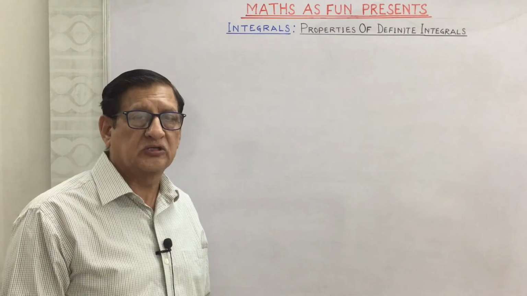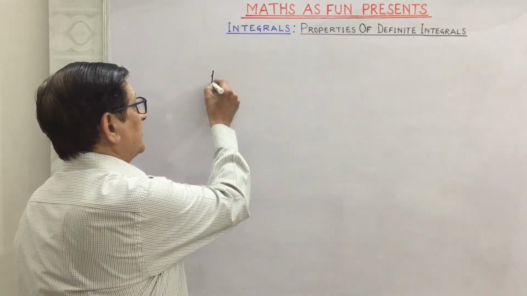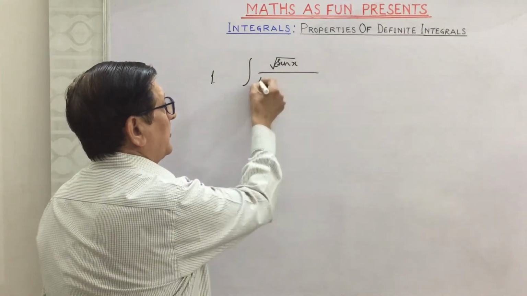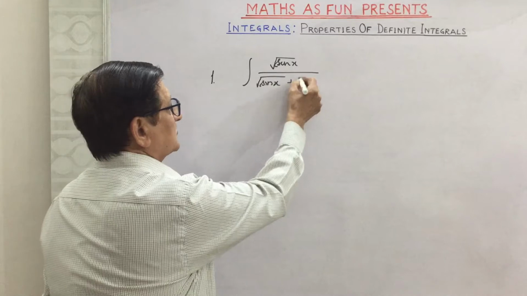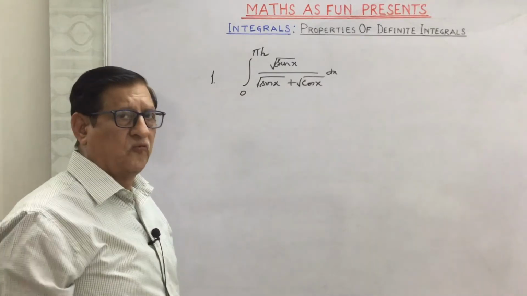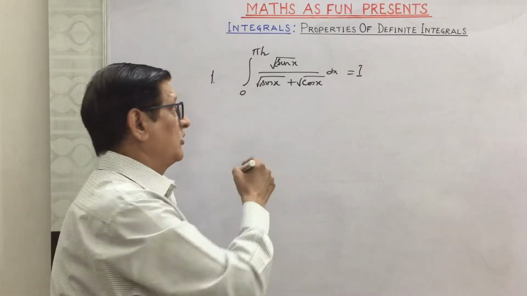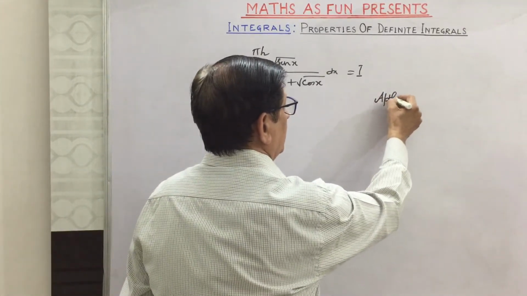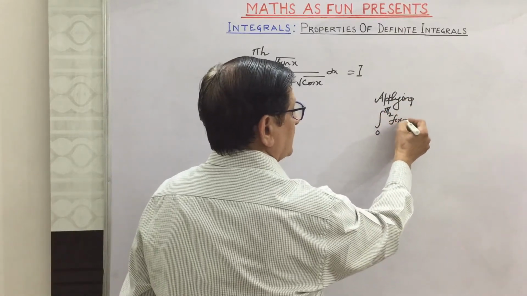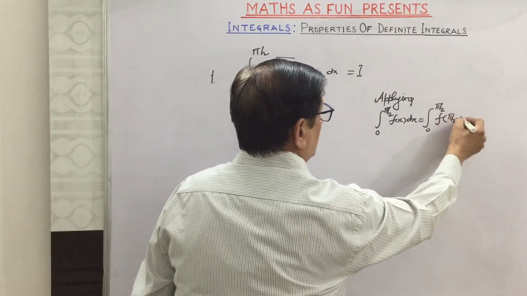To understand the application of these properties, we will discuss some of the problems. And the first problem we are taking here is integral of root of sin x upon root of sin x plus root of cos x from 0 to pi by 2. To find the solution of such a problem, we can consider this as I. And now if we apply the property, we can write, applying the property, integral 0 to pi by 2 f(x) dx is the same as integral 0 to pi by 2 f of pi by 2 minus x.